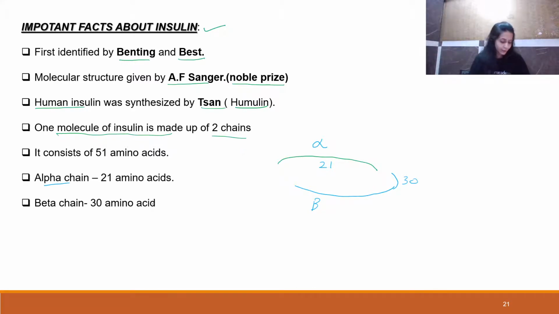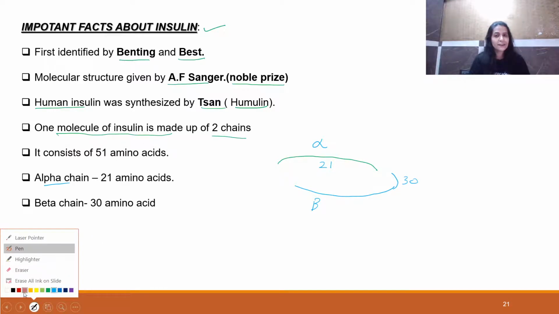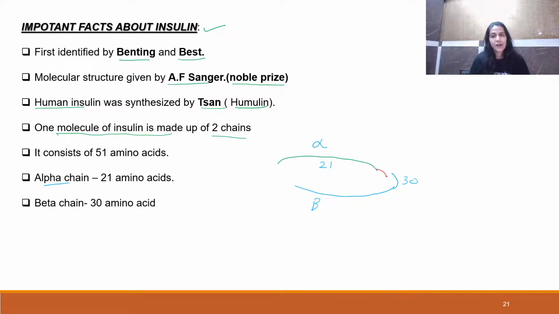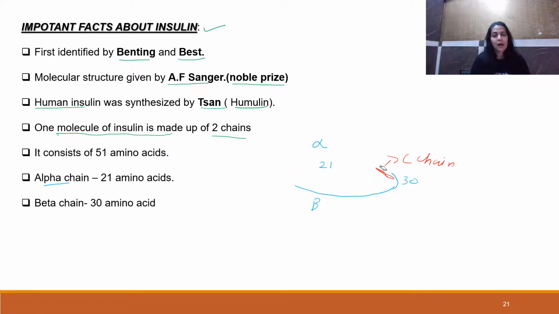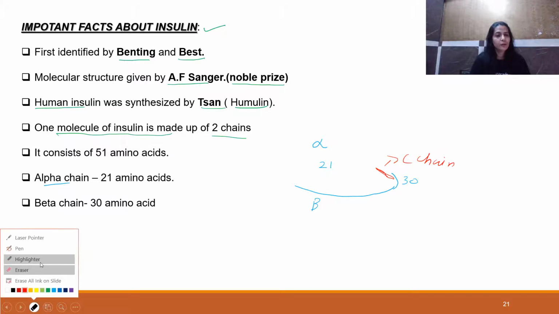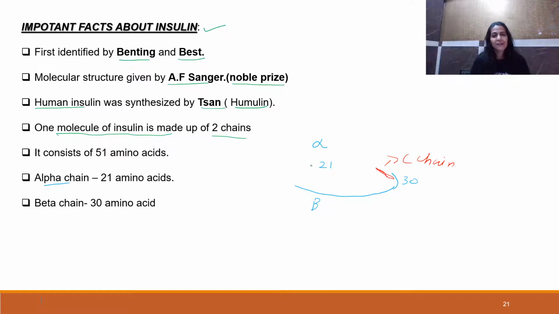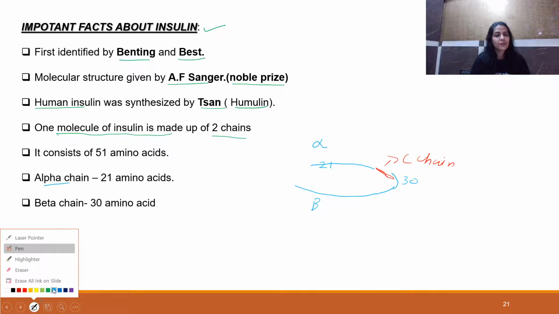Then we have a third chain also, the C chain. Here is the C chain. This C chain is then removed. So I will virtually remove it over here by using this. My alpha chain only got removed. How come? Okay, so alpha chain, and I will remove now the C chain.